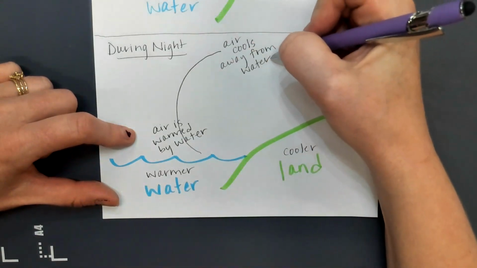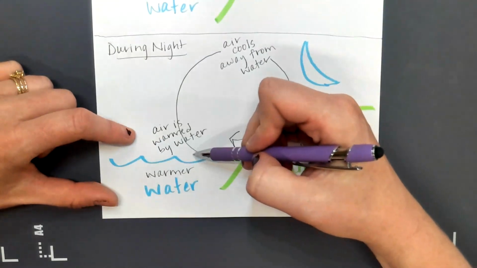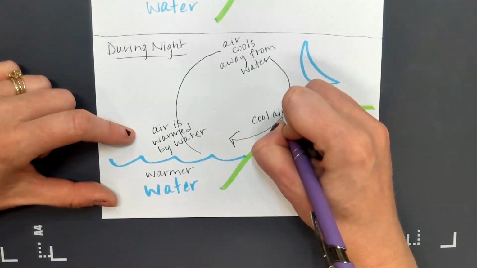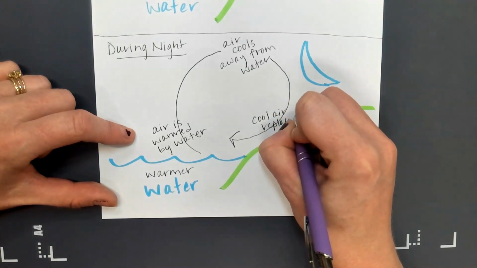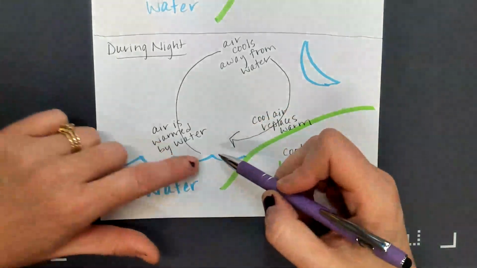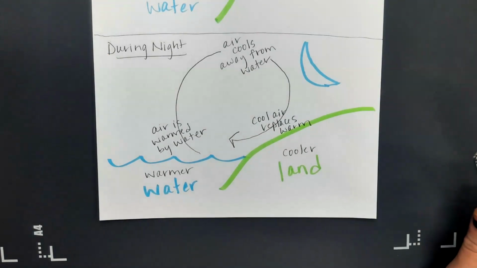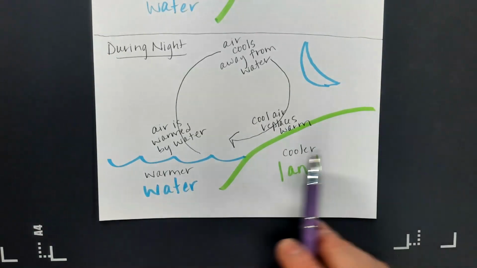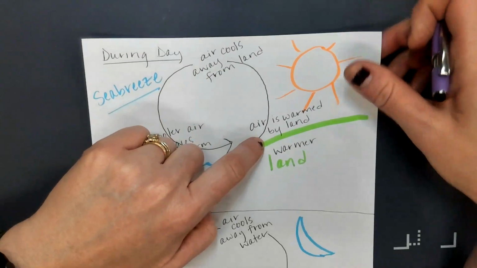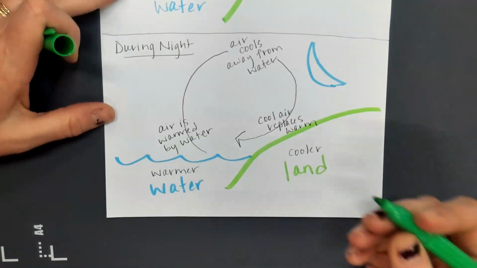And when it cools, you guys already told me, it sinks, right? And then it's going to replace this air that's leaving, isn't it? So the cool air replaces the warm and rushes in here to replace. So what way is your wind going now? During the day it was a sea breeze, coming from the sea. So now where's it coming from? Coming from the land. So what do you think it's called? A land breeze.